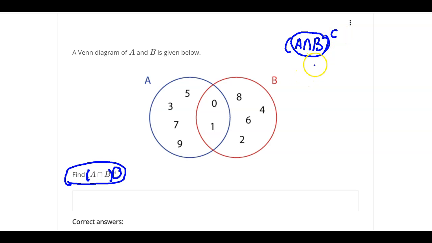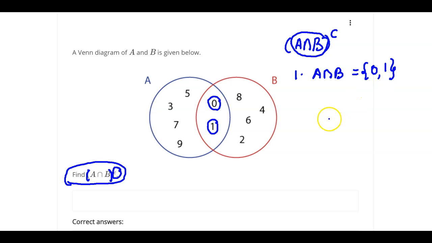You work your way inside out. So my step 1 is to find what is A intersection B. Remember what intersection means? Something that is common. Now what is my A intersection B here? What's common between A and B? 0 and 1. So my A intersection B is 0 and 1.